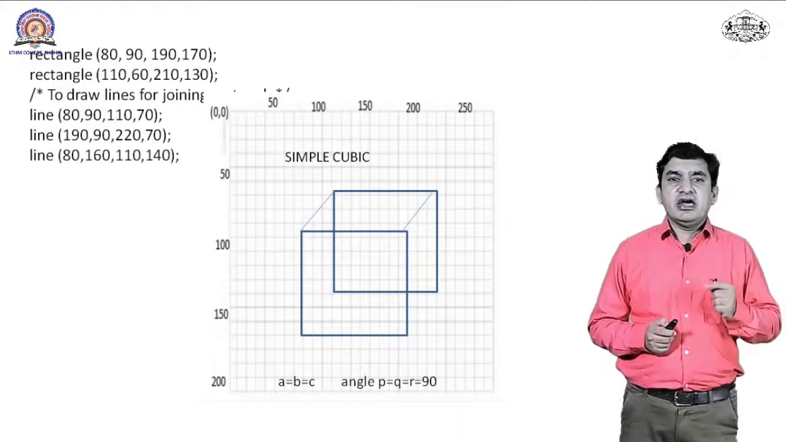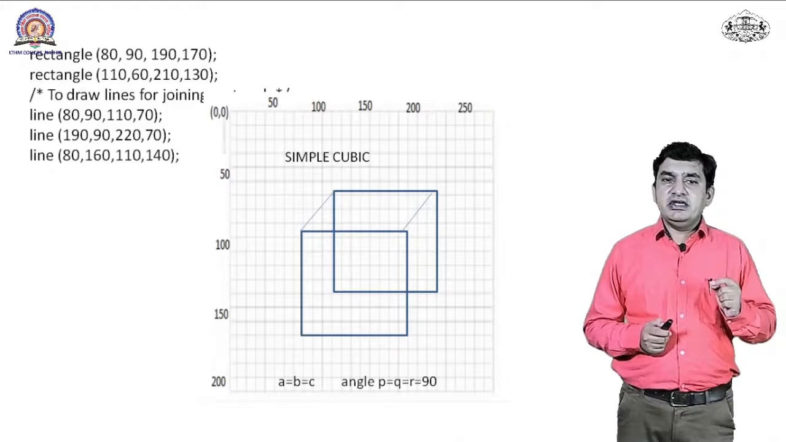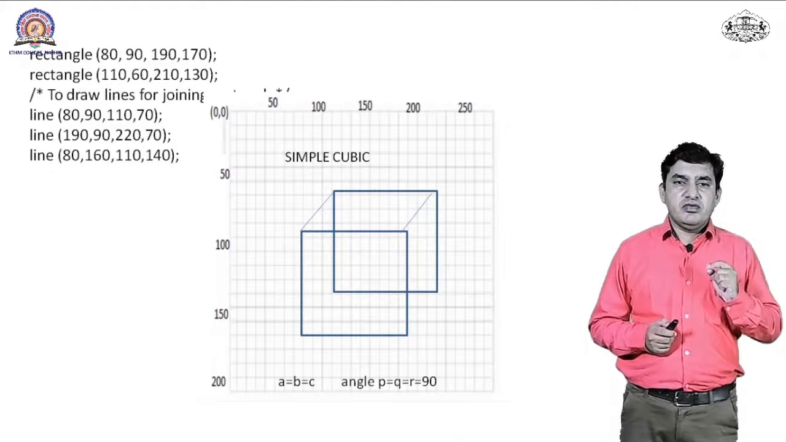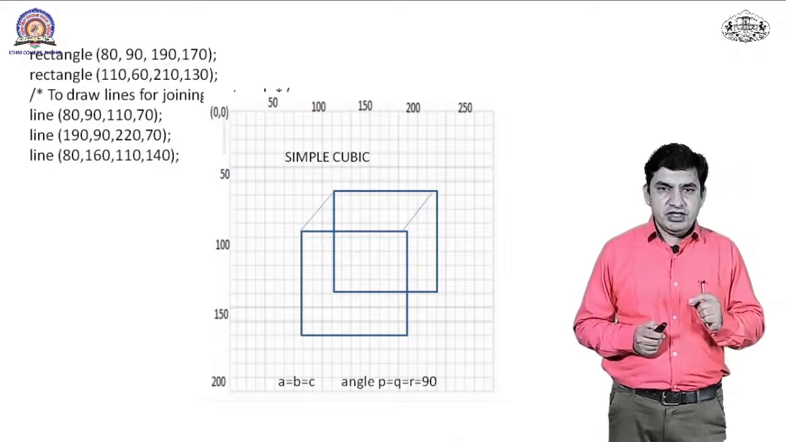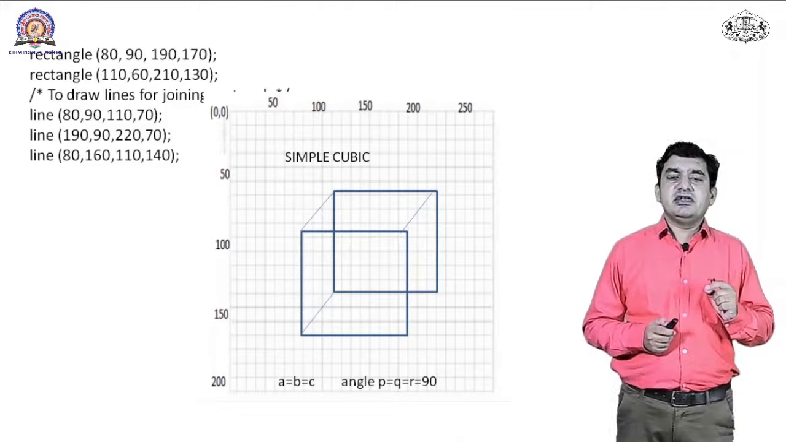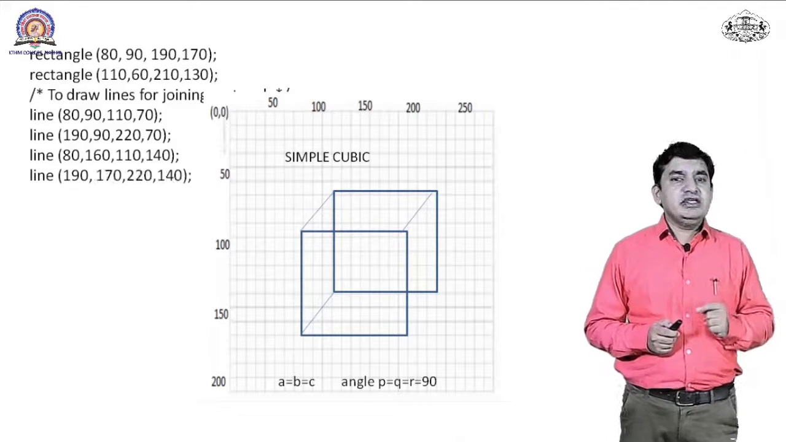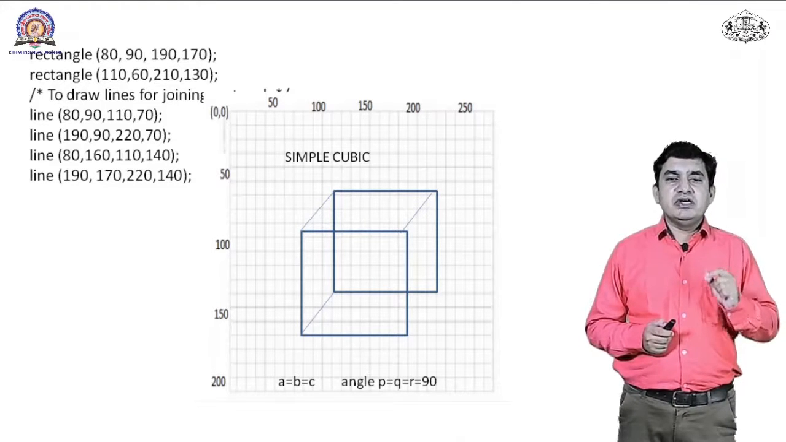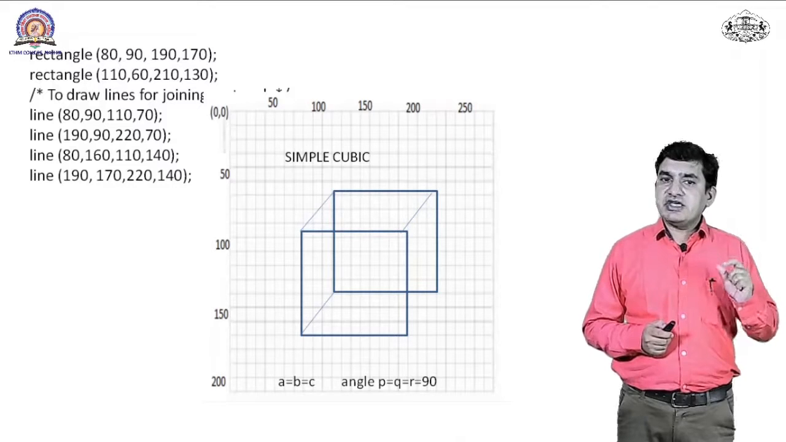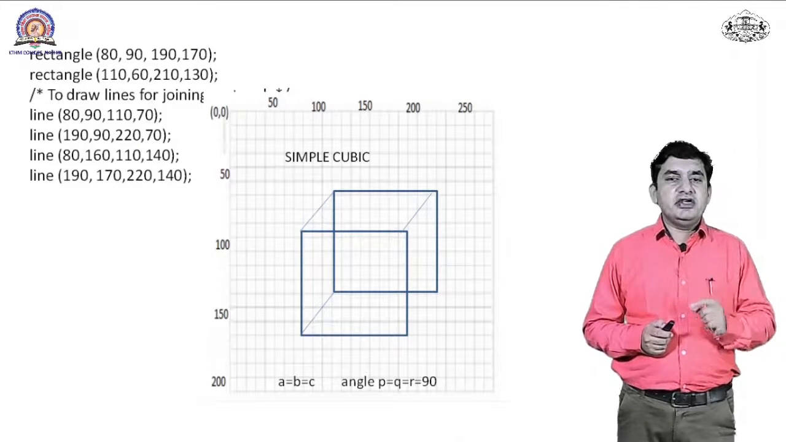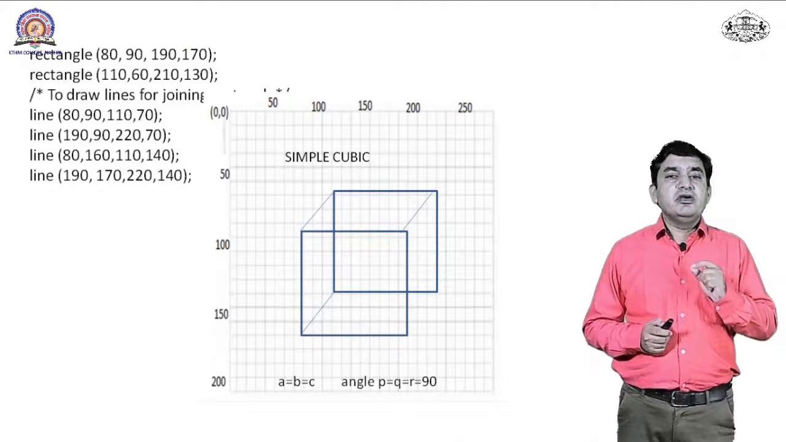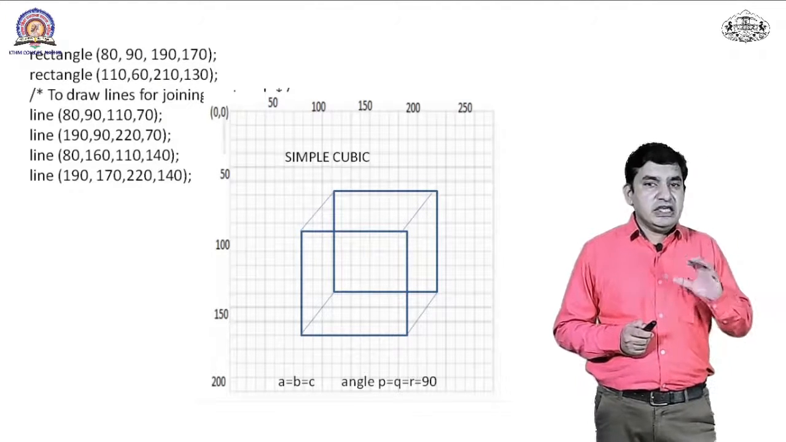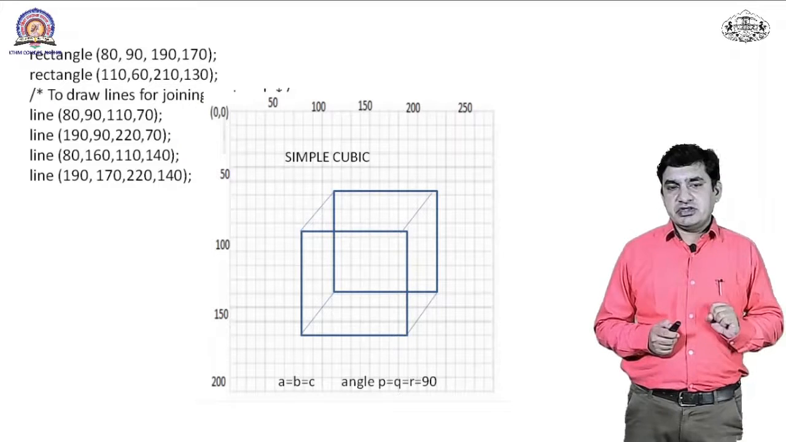Third line having coordinates 180, 80 and 160, 110, 140. Okay, and the line is like this. Fourth line has starting coordinate 190, 170 and end coordinate 220, 140, and the line is like this. Okay, now we get the cubic structure.